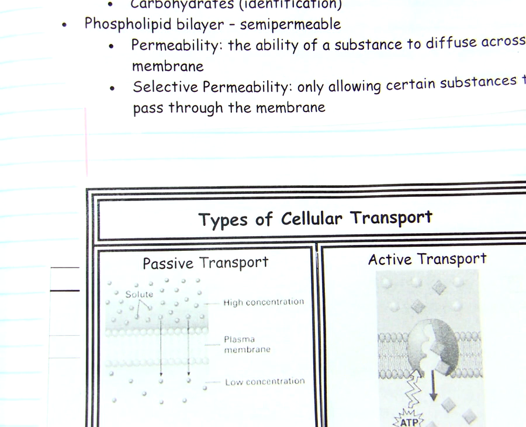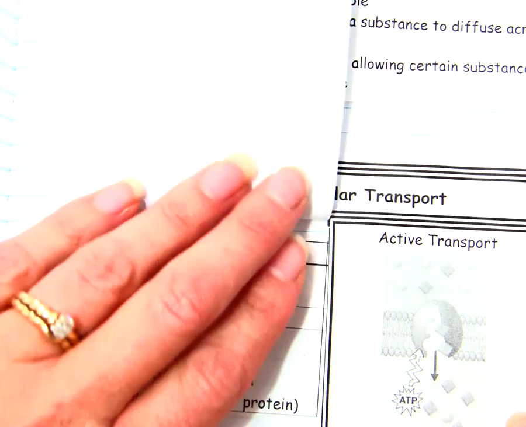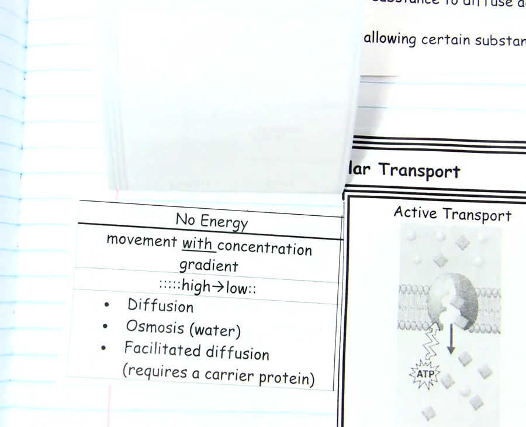Based on the names alone, passive and active, which one do you think would require energy? Active. So when a person's active, they have lots of energy. When a person's passive, they're kind of lazy, not much energy. Same thing with the cell. So with passive transport, no energy.